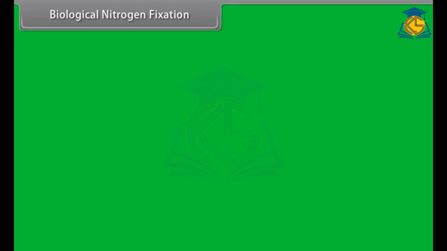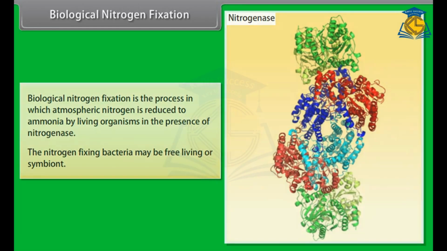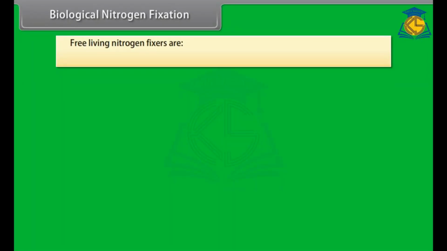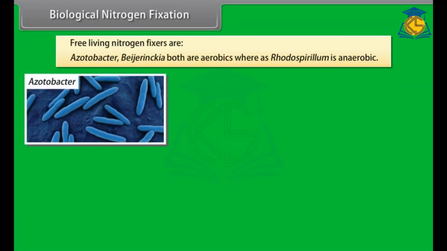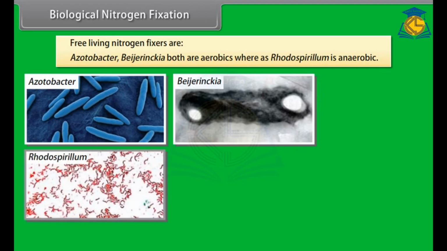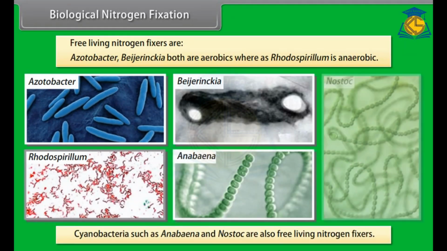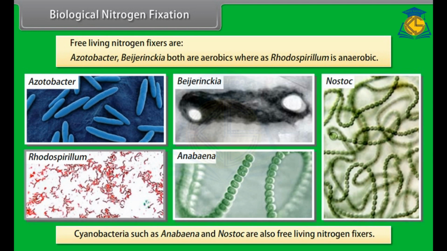Biological nitrogen fixation. Biological nitrogen fixation is the process in which atmospheric nitrogen is reduced to ammonia by living organisms in the presence of nitrogenase. The nitrogen-fixing bacteria may be free-living or symbiont. Free-living nitrogen fixers are Azotobacter and Beijerinckia, both aerobic, whereas Rhodospirillum is anaerobic. Cyanobacteria such as Anabaena and Nostoc are also free-living nitrogen fixers.